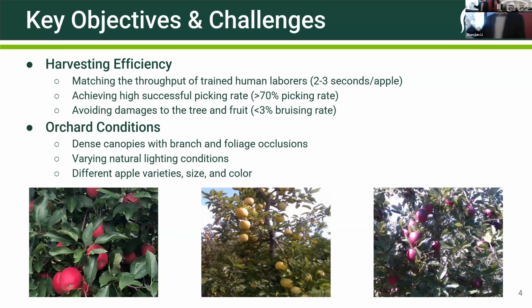Then I'm going to talk about some of the challenges. Why so many failures over the past 2 decades? If you never went to an orchard to observe the conditions, your initial thought would be that apples just hang there and you can pick them really quickly. But in reality, these are some pictures from real commercial orchards. As you can see, there are a lot of occlusions by foliage and branches. In the real orchard environment, you have to face various lighting conditions: direct sunlight, and backlighting, which means the scene is quite dark. Also the apples differ in variety, size, and color, and you need to be able to deal with those things. On top of that, the requirements are challenging to meet in design.